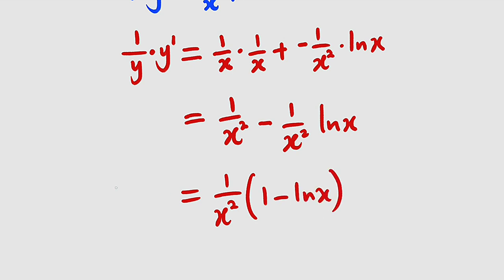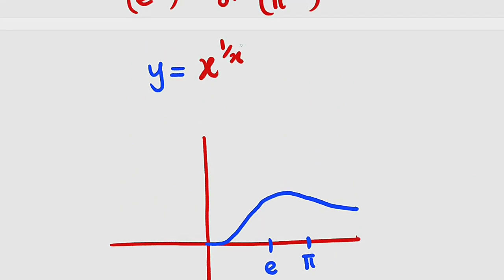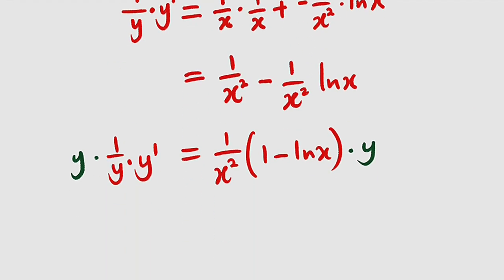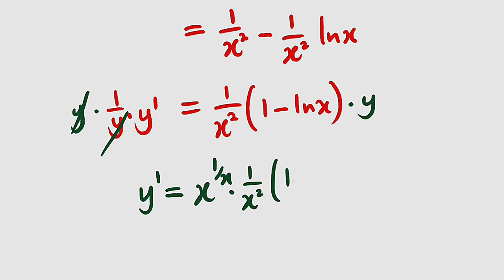Remember, to the left we have 1 divided by y multiplied by y prime. But we are looking for y prime, so we can multiply both sides by y. So you multiply this by y, you equally multiply the right hand side by y. But what is y? y is nothing but x raised to the power of 1 divided by x. So to the left hand side, this will cancel this. We only have y prime equal to x raised to the power of 1 divided by x multiplied by 1 divided by x squared multiplied by 1 minus natural log of x. This is just the derivative of y with respect to x.